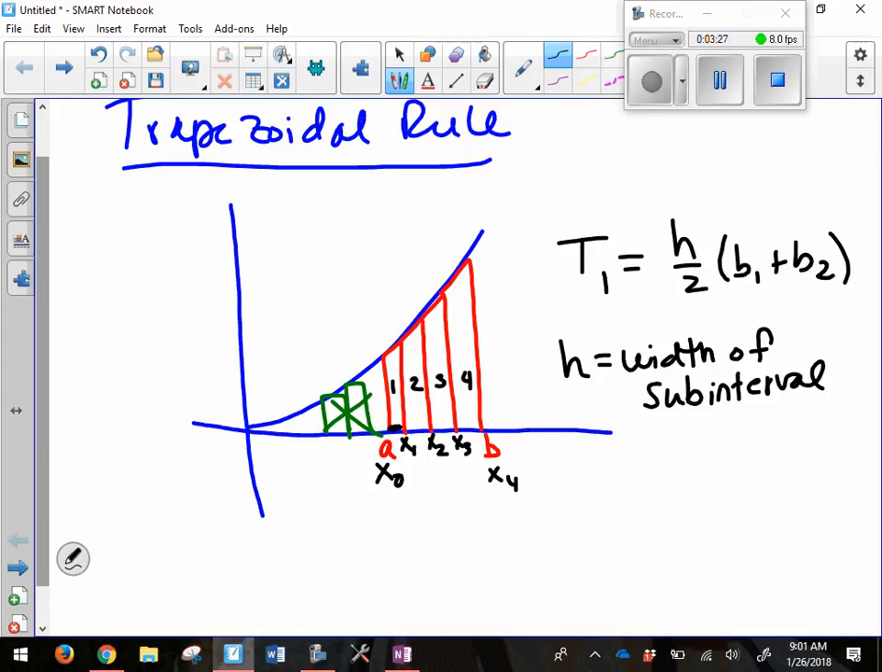And if we make all of our subintervals equal, which just makes sense, it's silly to have them be different widths, then I can say that H is going to be B minus A, which is my whole distance here, divided by my number of subintervals, which I'm going to call N. And of course, in this problem, it's 4, but I'm trying to come up with a general formula that I can use for the trapezoidal rule.